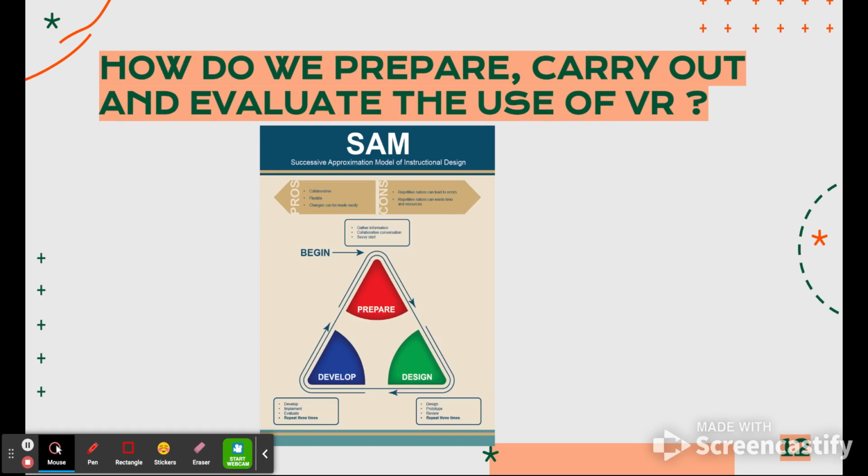So, how do we make sure that this actually works in the classroom? Firstly, this is the SAM model. Firstly, you would need to collaborate with other staff and trial the technology before actually doing it, because the last thing you want is a technology failing on you.